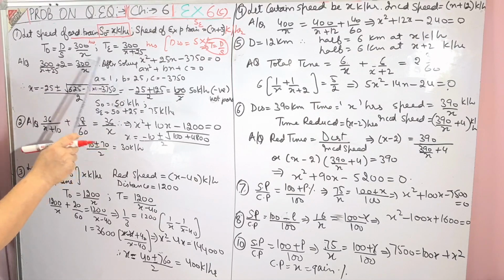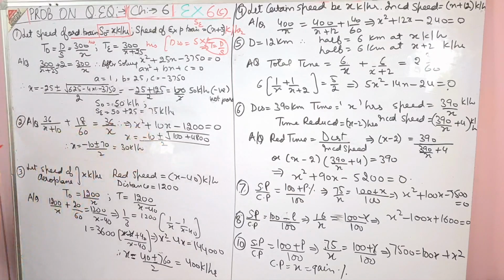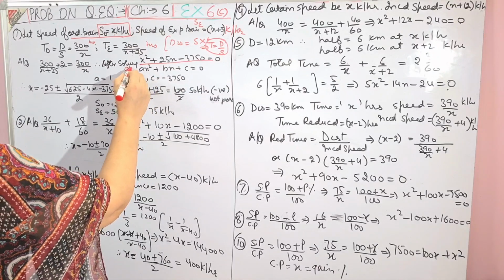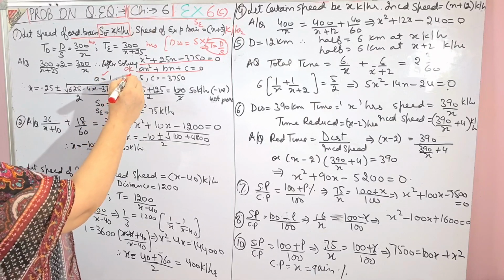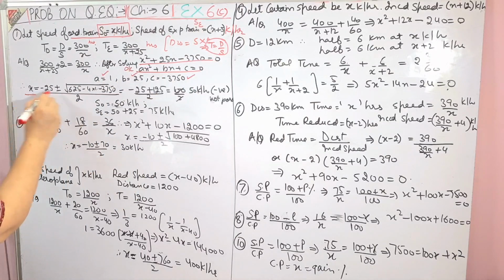Then after solving, when I take the LCM and do everything, I will get this equation: x square plus 25x minus 3750. On comparing with the general equation, ax square plus bx plus c, a is 1, b is 25, c is minus 3750. Again the formula. Solve it.